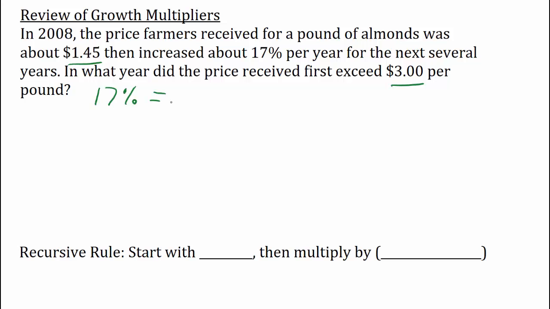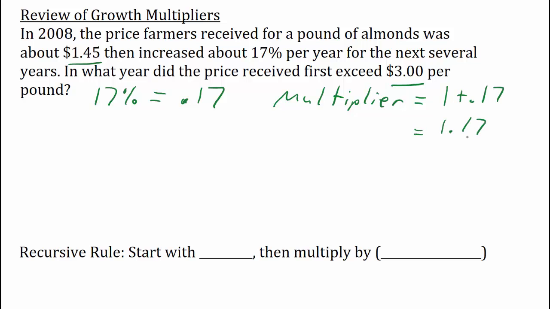Well, 17% is equal to 0.17. But if we multiply by 0.17, all we figure out is how much the price increased by. But we want to know what the actual price is after the increase. So that's why our multiplier will equal 1 plus 0.17. So to figure out the price after a 17% increase, we just need to multiply by 1.17.